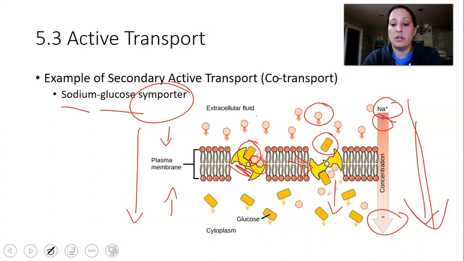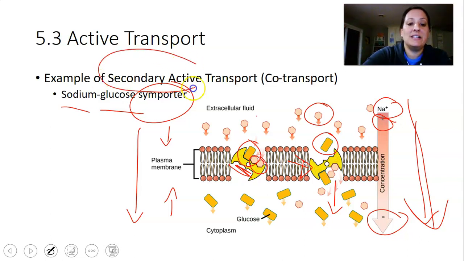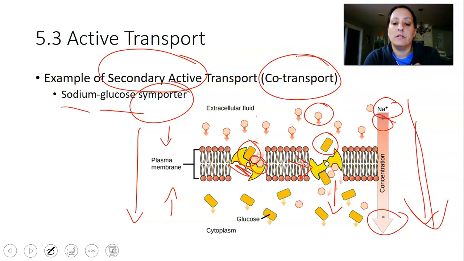How? What provided the energy? The sodium concentration gradient. Okay, so again, that's an example of secondary active transport, or co-transport is another name for this. ATP wasn't used directly. Instead, the energy came from the gradient, the sodium gradient. Okay, that was that source of potential energy. Okay, so that's how glucose is oftentimes moved into cells.